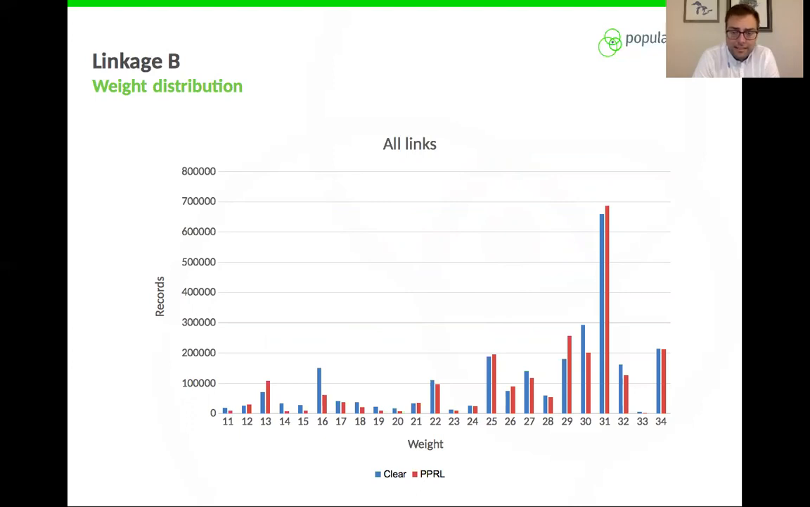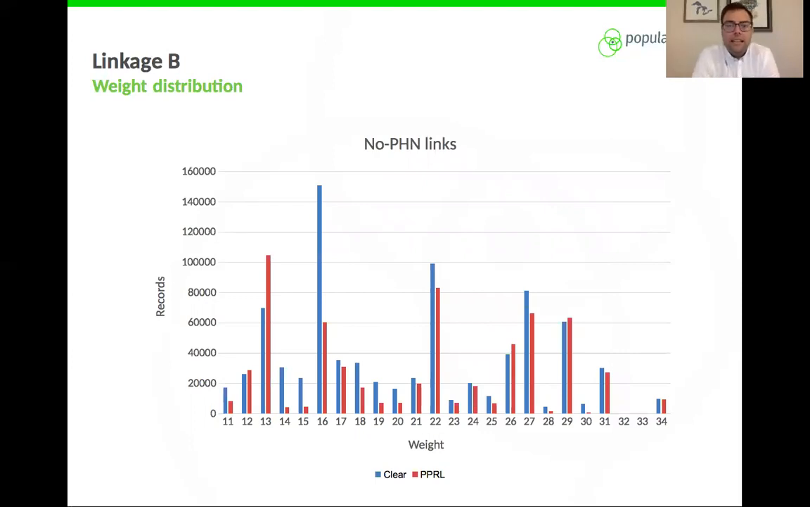We can look at the weight distribution for all the links, and it's quite similar between clear text and PPRL. But if we only look at the links for records with no PHN, we do see some differences here. The PPRL weights are lower, closer to the threshold. So more weights closer to 11, which we infer to mean there are more marginal links for the PPRL linkage.